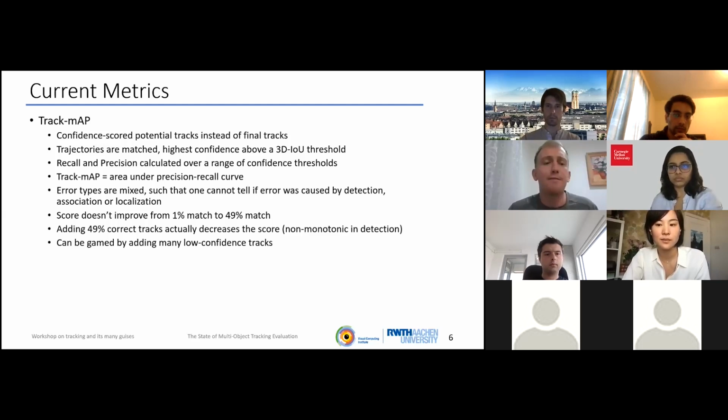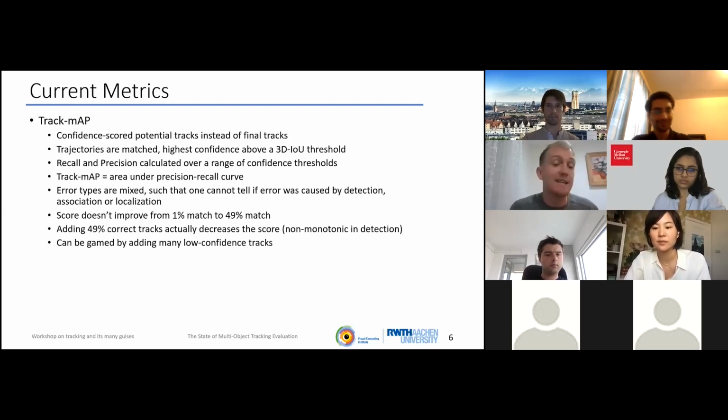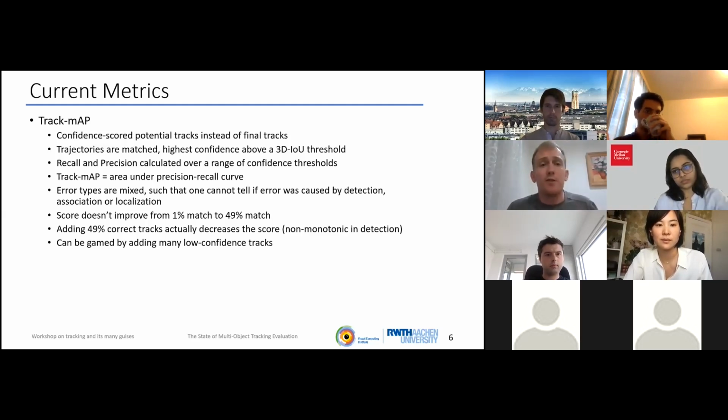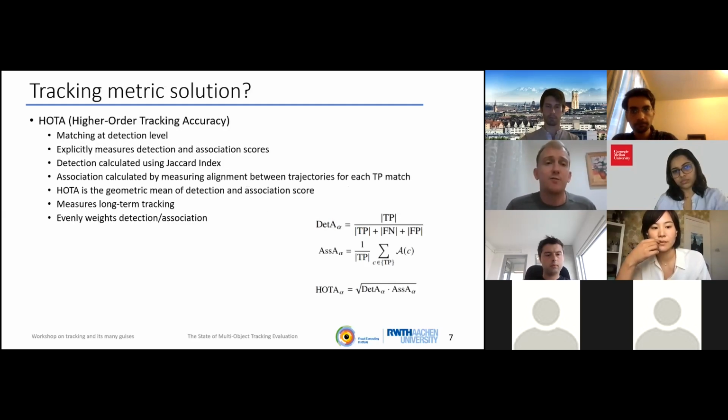And finally, because track mAP operates on these confidence score tracks, potential tracks rather than final tracks, it potentially can be gained by adding in many low confidence tracks that could overlap with ground truth tracks just by chance, for example. So we've gone through the 3 most commonly used metrics and identified a number of problems. So what about a potential solution?